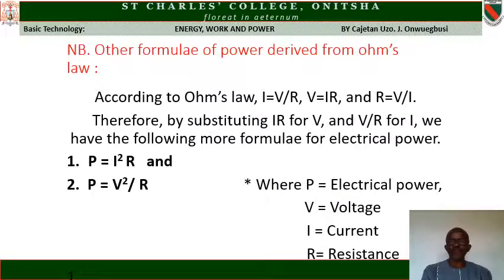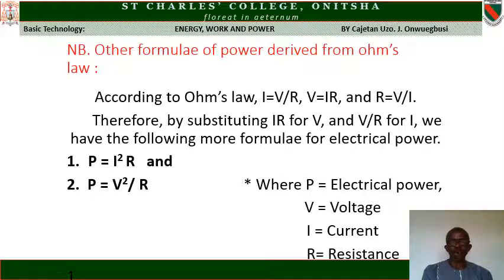Other formulas for electrical power are derived from Ohm's law. According to Ohm's law, we have current. The formula: current equals voltage over resistance. That is I equals V over R. Voltage is equal to current times resistance. That is V equals IR. And the resistance R is equal to voltage over current. That is V over I. Therefore, by substituting IR for V and V over R for I, we have the following formulas for electrical power.